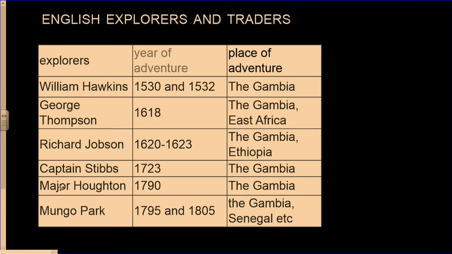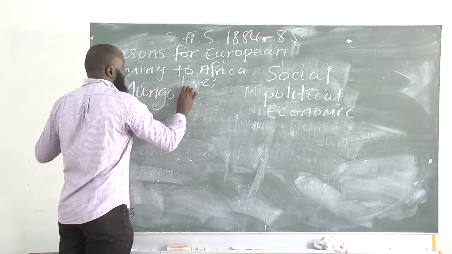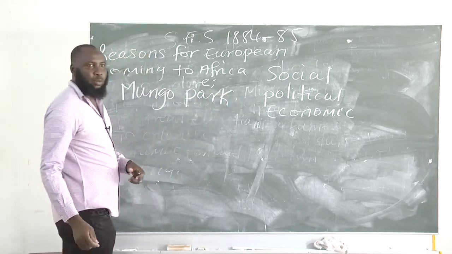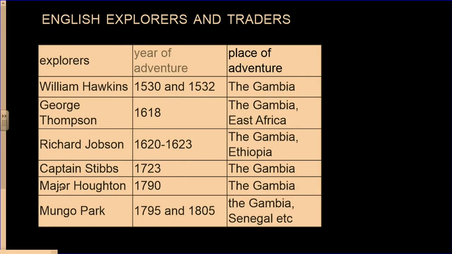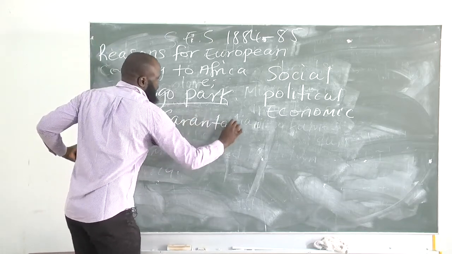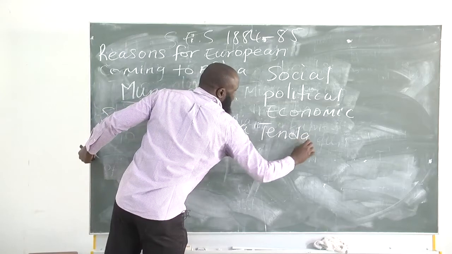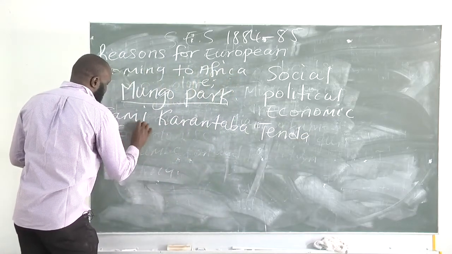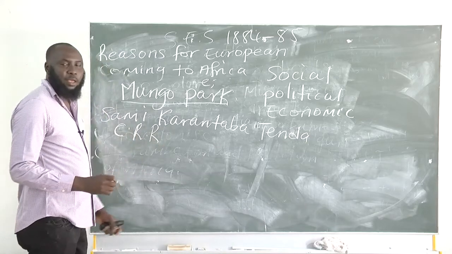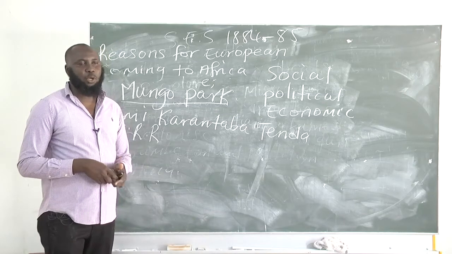And the most famous among the British explorers to the Gambia was Mungo Park. Mungo Park came in 1795 and 1805. And his place of adventure was the Gambia, Senegal, etc. Now his obelisk is found in the Gambia in Samba Karantaba Tenda, in Siarat, that is Central River region. This is why I said the most famous English explorer in the Gambia.